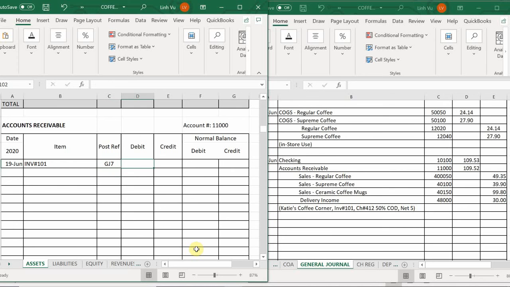Okay. So how much does Katie owe me? 109.52. In this case, that's going to be our beginning balance, right? The next time we sell something on account, we'll go ahead and do the formula for the accounts receivable. So now we can go to our revenues and our liabilities.